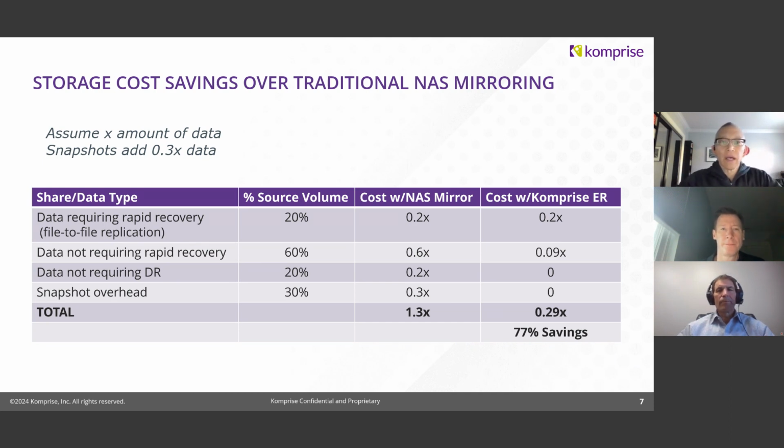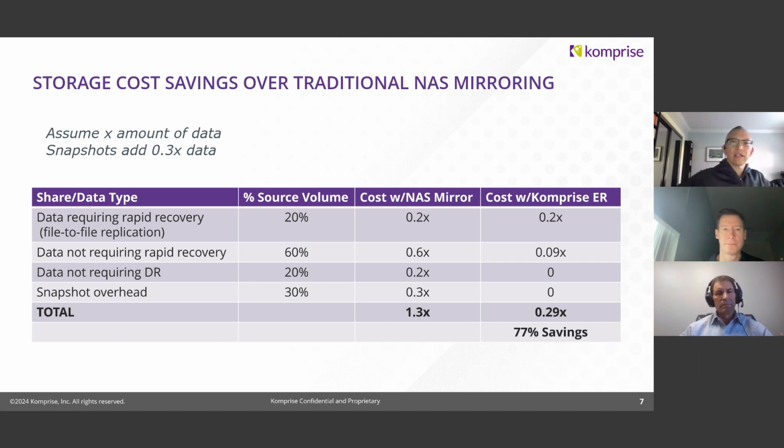Sure. One of the primary drivers for customers needing this solution that we can provide is cost. The NAS mirroring works great, but it's extremely expensive. And with the amount of unstructured data that our customers have, they cannot afford to have that much replicated hardware. And the software itself, the licensing cost for the solution, is also very expensive. So here we've got a table, and assume you have X amount of data. Generally, the snapshots will add about 30% overhead.